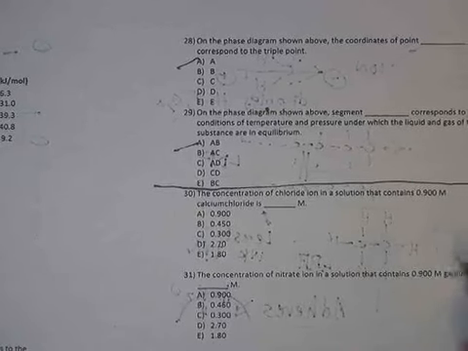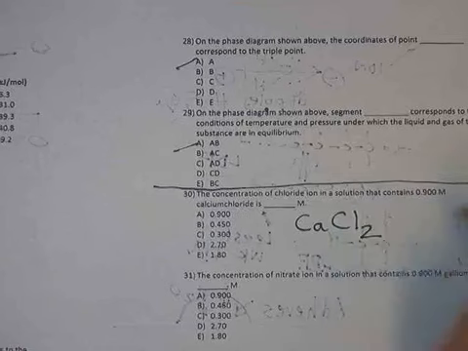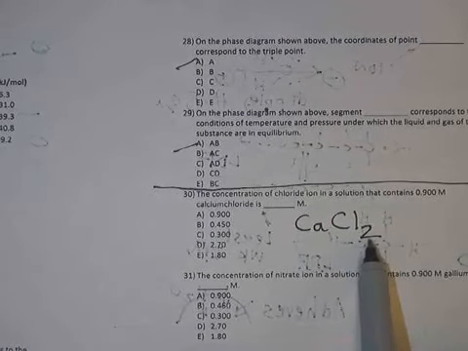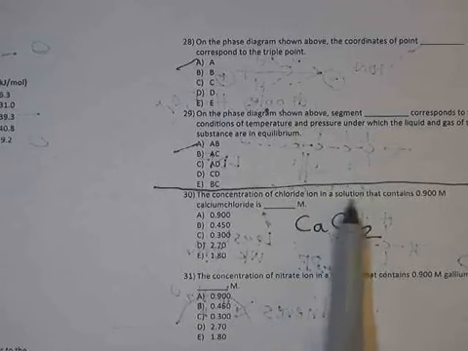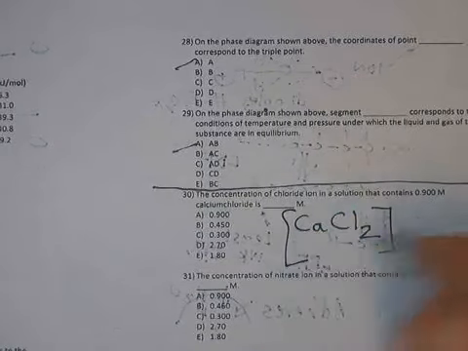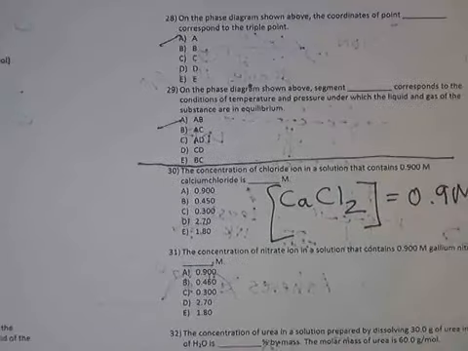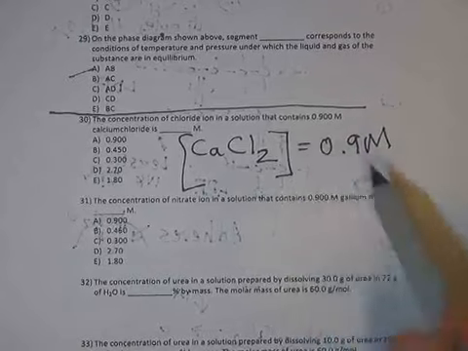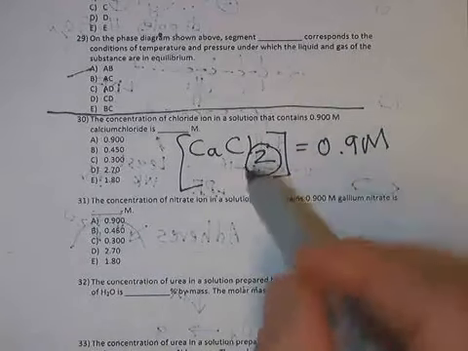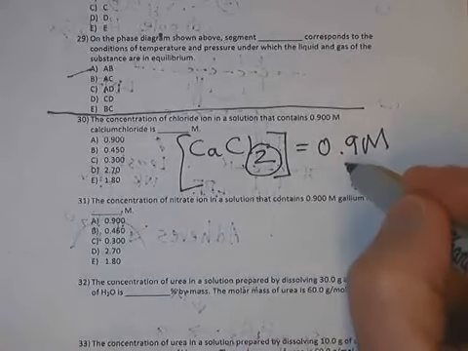That's an A. On the phase diagram above, segment blank corresponds to the condition of temperature and pressure under which the liquid and gas of the substance are at equilibrium. So that would be right between here and here. So that's A to B. So A, B is letter A. Okay, so we're done with phase diagram questions now. We're moving on to concentration.